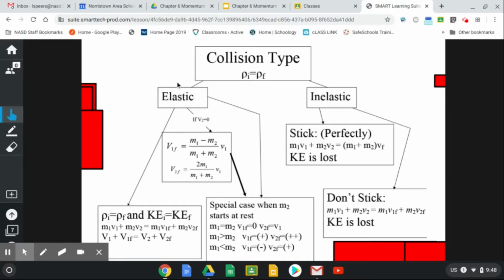Okay, so that's it for the types of collisions. Remember the difference between elastic and inelastic. Conservation of momentum occurs for both. Conservation of kinetic energy for elastic. Loss of kinetic energy for an inelastic. And the two types of inelastic: perfectly inelastic, they stick together, and a regular inelastic collision where they do not stick together.